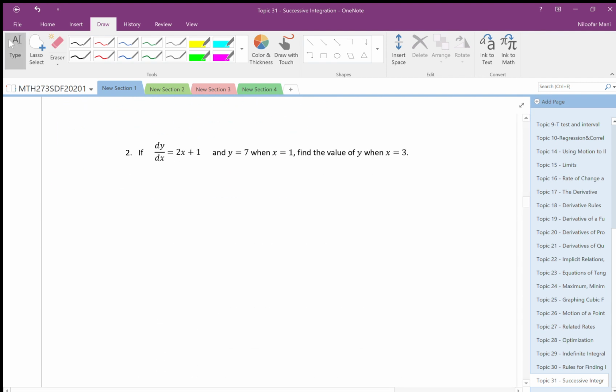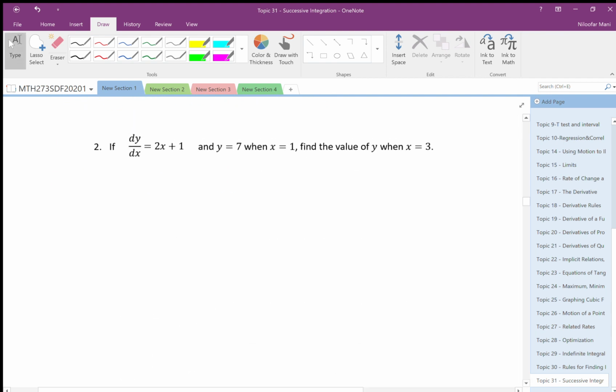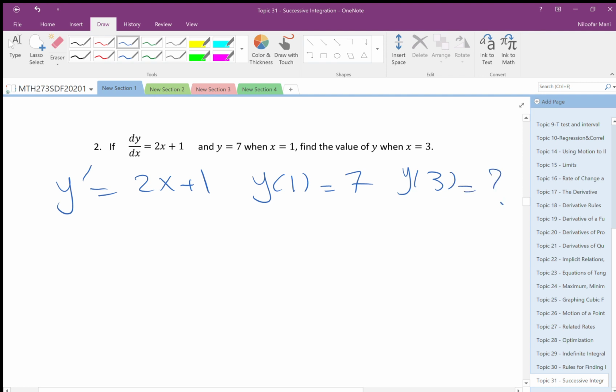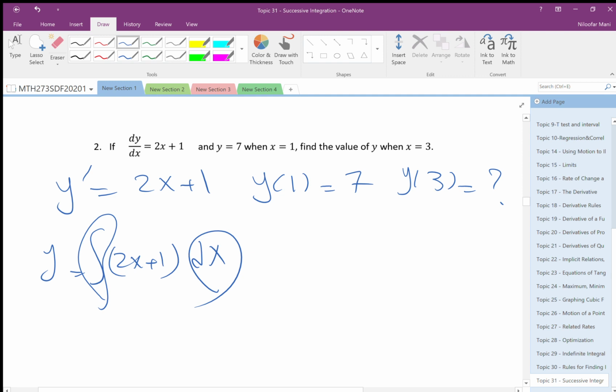Okay, so look at this. You have a derivative equal to 2x plus 1. You have y at 1 equals 7. It says, what is y at 3? I have to find y first. So y is the integral of 2x plus 1 dx. I told you this and this come together. I cannot separate them. So it is x squared plus x plus c.